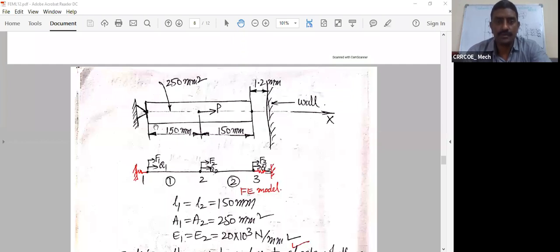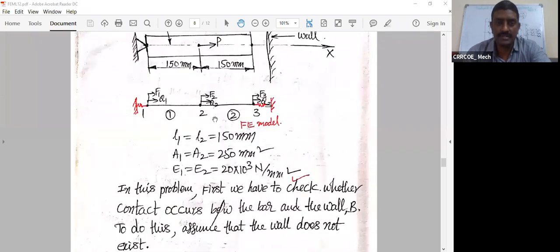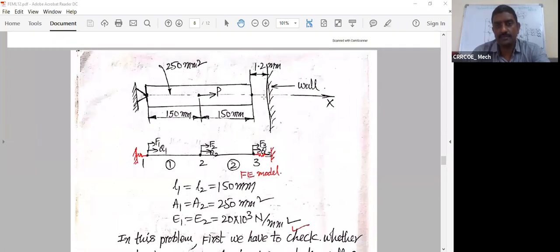So you discretize this structure into two finite elements, because we have to take one node at the middle cross section, where the point load is acting. So this is the FE model. At node 1, there is a fixed support. At node 3 is a support too. This is not a fixed support, but you have to check whether this end is taking support or not.